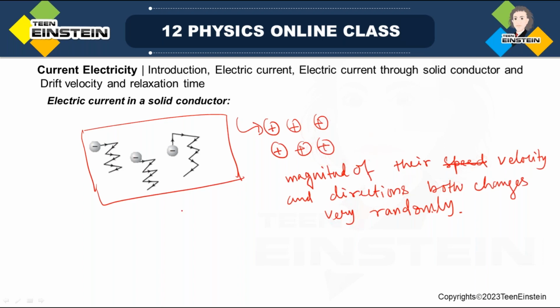Because of this random motion, the speed is actually very high due to thermal motion, almost 10 to the power 5 meter per second. This is the speed during random motion. But this much speed does no work, because this is random motion. If we take the average of this velocity, it gives 0. Average velocity is 0.